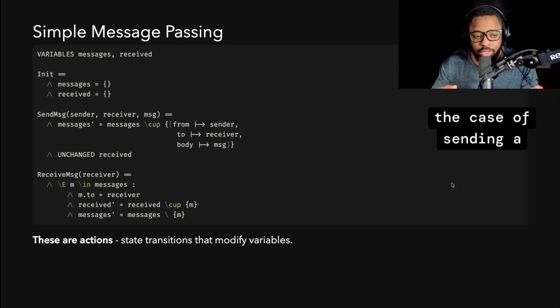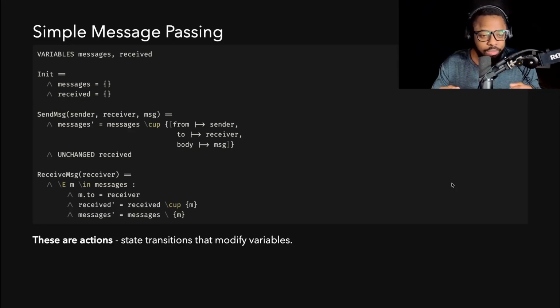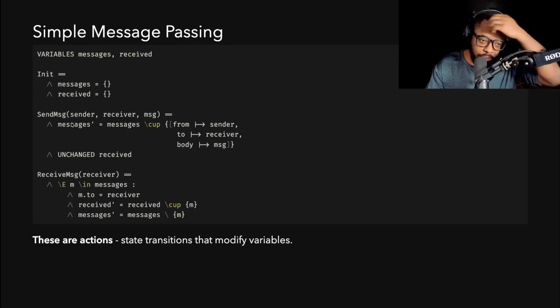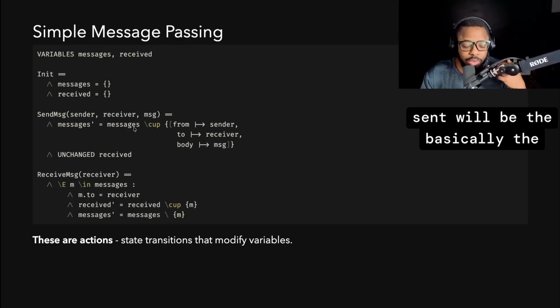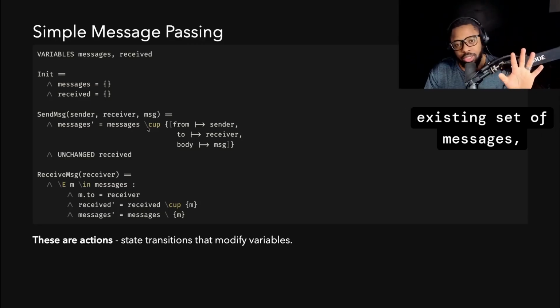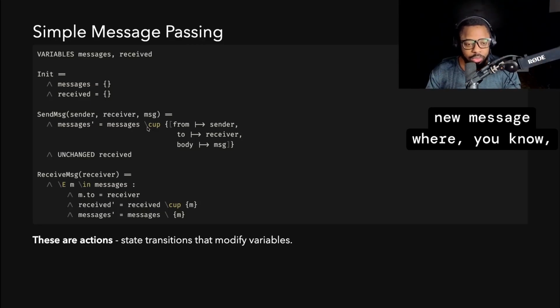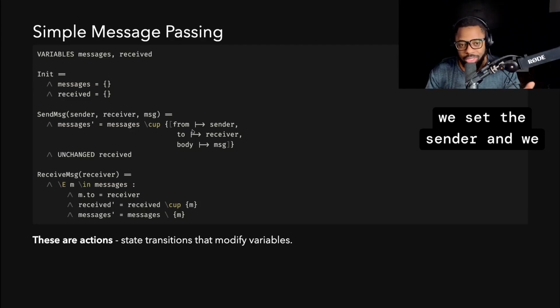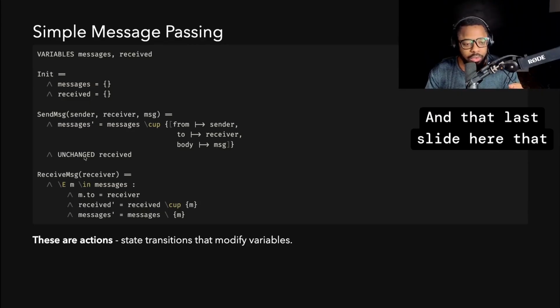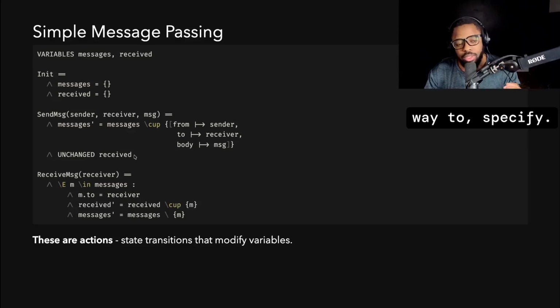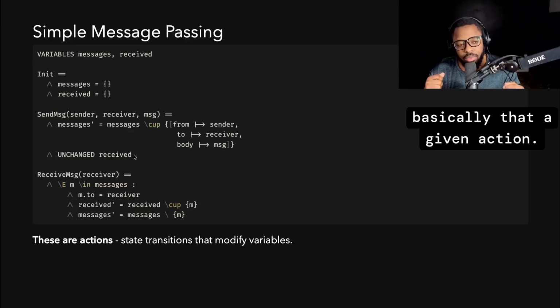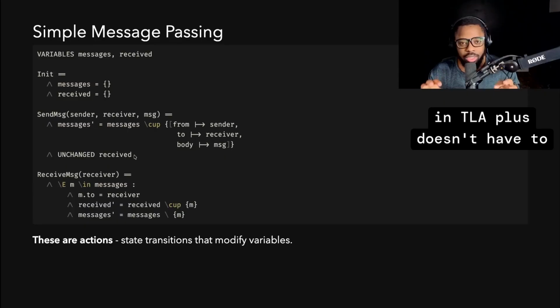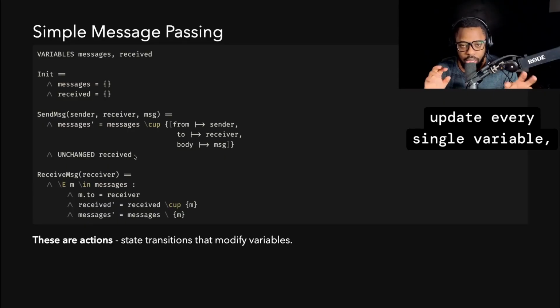Then we have two actions, and those are parameterized actions. In the case of sending a message, we have a sender, a receiver, and the message itself as parameters. What this says is that the new set of messages sent will be the existing set of messages combined with this new message, where we set the sender, the receiver, and the body. And that last line that says unchanged received is a way to specify that a given action in TLA Plus doesn't have to update every single variable.